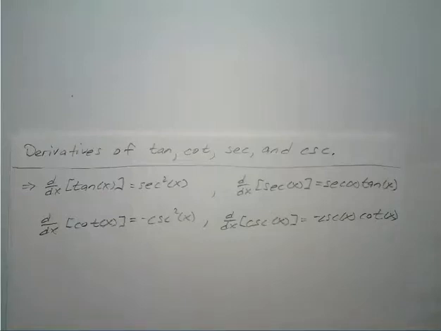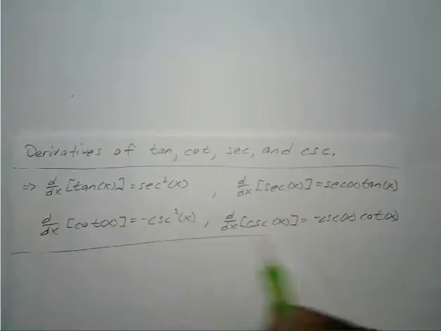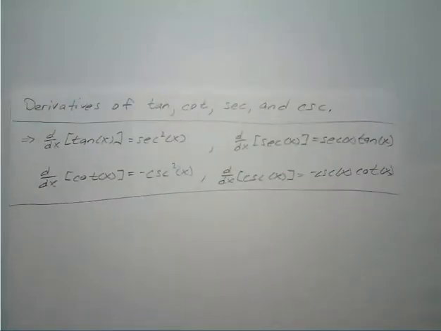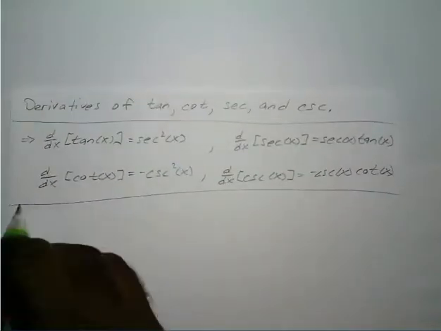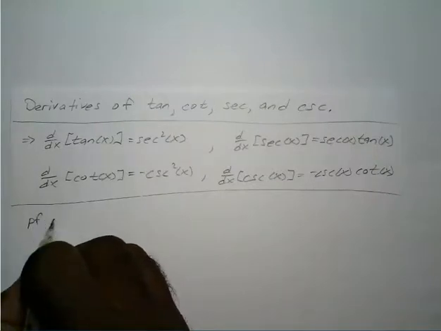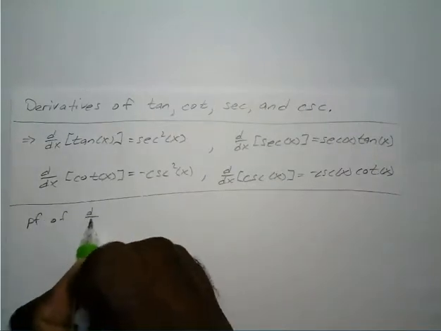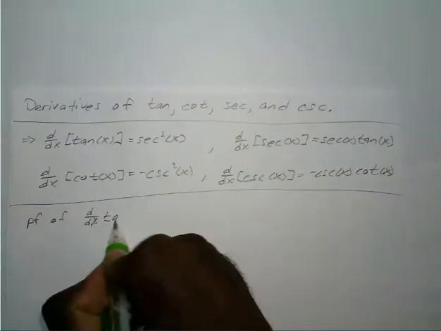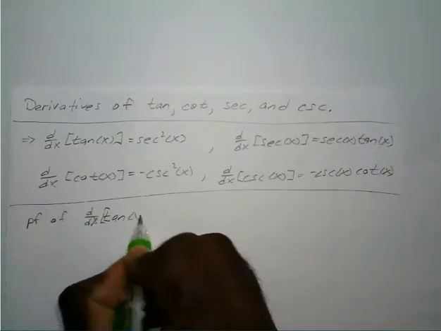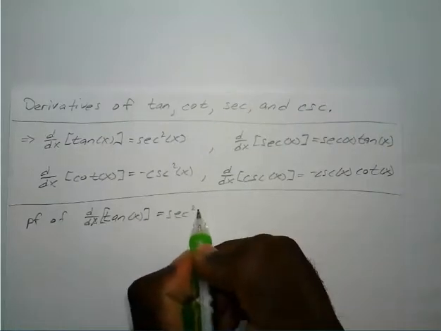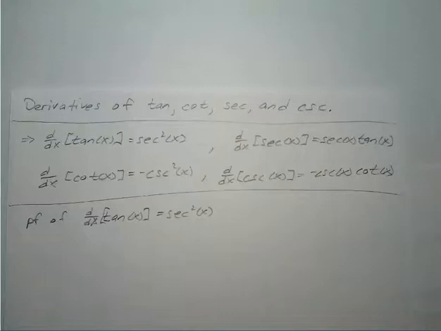Alright, so first thing we're going to do is prove our tangent. Okay, so prove that the derivative of tangent x is equal to secant squared x.